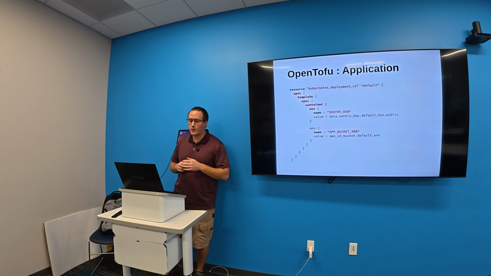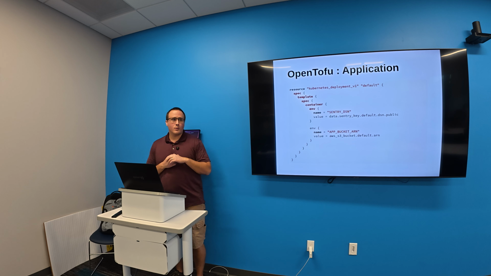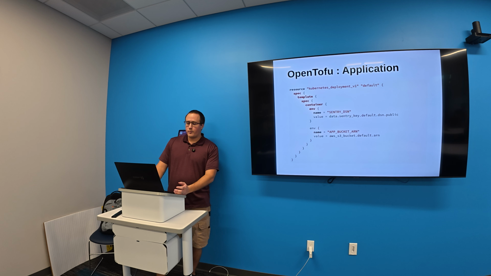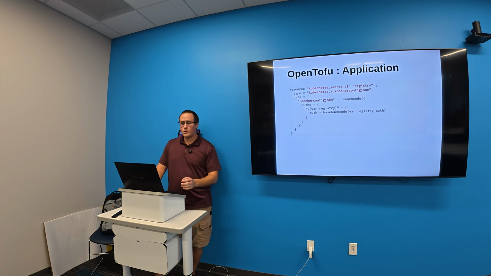So after it finishes creating that Amazon S3 bucket, it will go ahead and give us the ARN and just stick it right there in the environment variable for our application to find. So it's kind of a neat way that you can chain all this stuff together. Simple example here just to show you can do more complicated stuff.